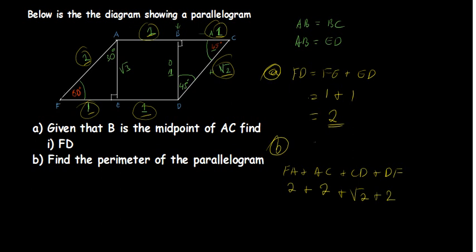That's an irrational number there. We have a 2, a 2, a 2, giving us a 6. So it's 6 plus root of 2 units. That's the value of the perimeter around the given parallelogram. And that's how you deal with such a question.